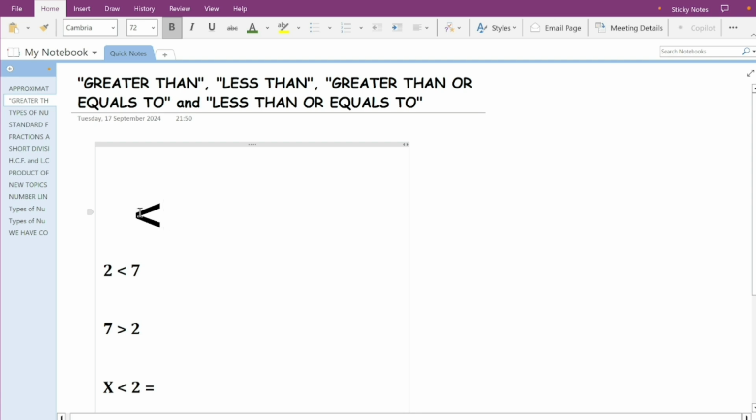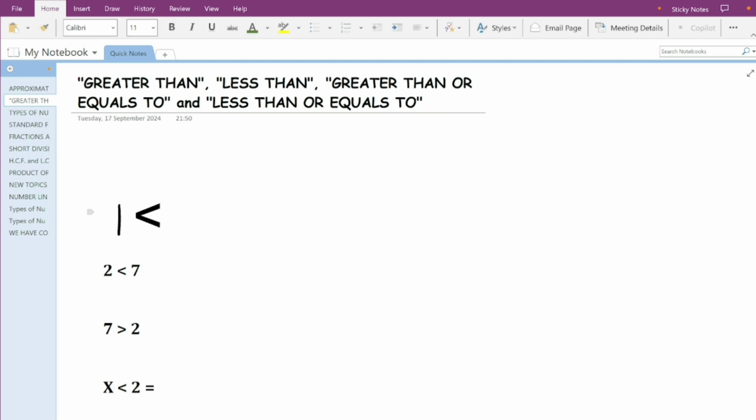Watch this sign, no matter where it faces. If it's facing like this or facing the other way, what you should be concerned about is that this pointed part is where the lesser or the smaller number should be, and this open part is where the bigger number should be. This pointed part should carry the lesser number. For example, we can have 1 here, and this open part should take the bigger number, so we can have like 4 here.